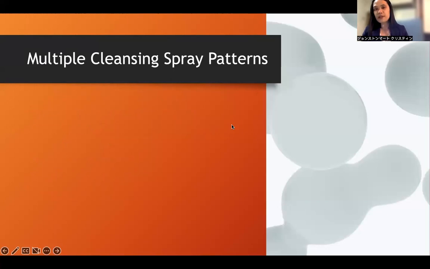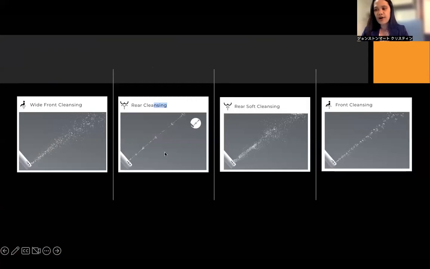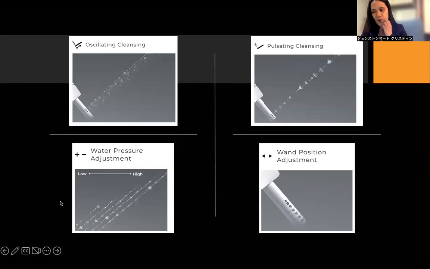First, multiple cleansing sprays. The Toto's washlet is equipped with a lot of cleansing functions. So these are the cleansing wand features: the wide front cleansing, rear cleansing, rear soft cleansing, and front cleansing. Also, they have different cleansing spray patterns. You have the oscillating cleansing, pulsating cleansing, and you have that function where you can adjust the water pressure, and of course, you can also adjust the wand position.